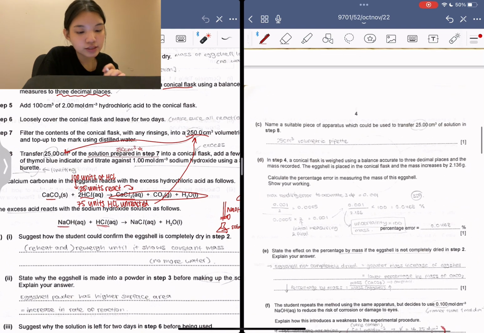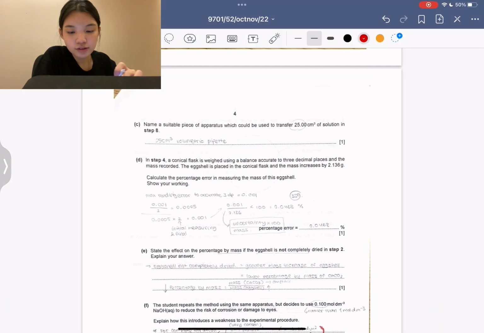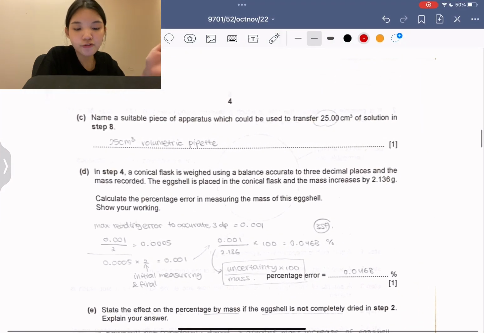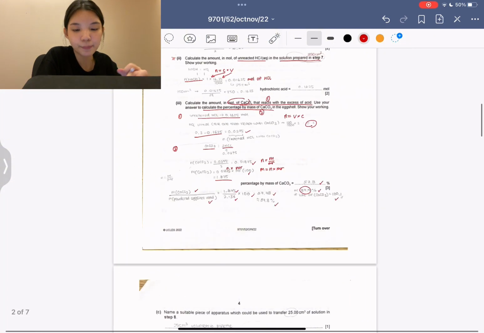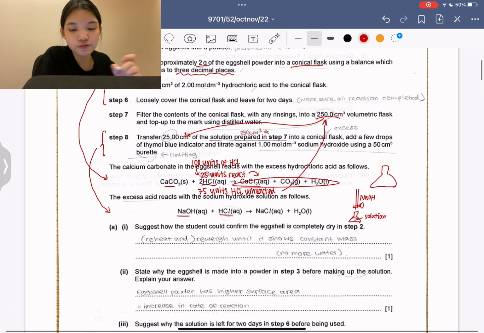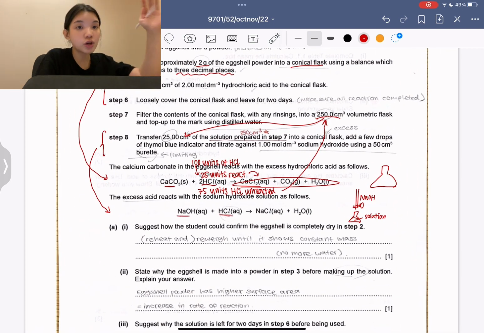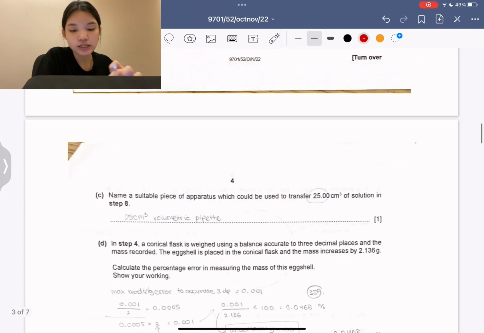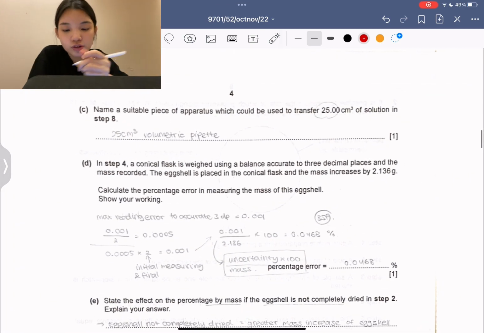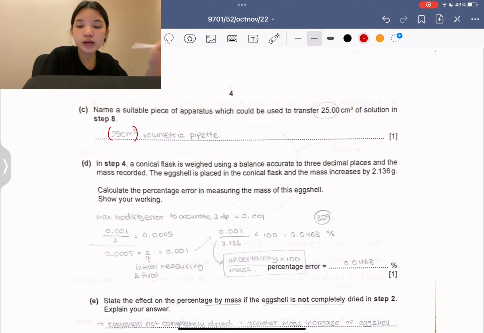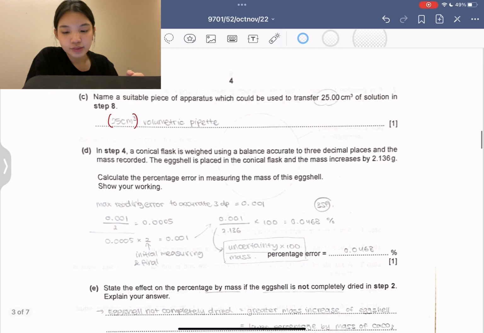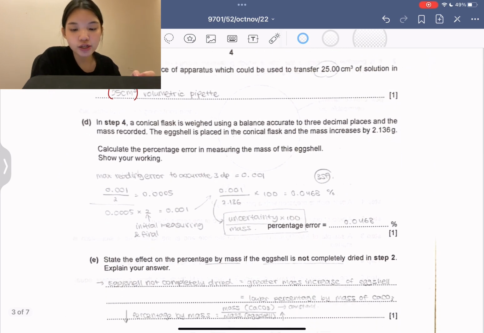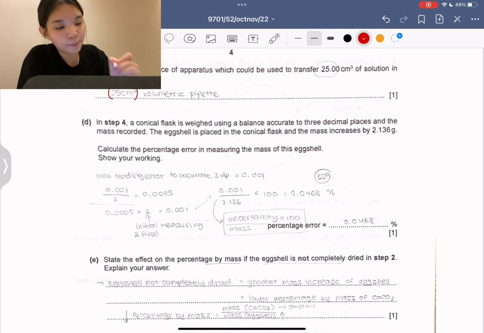So next is C. Name a suitable piece of apparatus which could be used to transfer 25 cm³ of solution in step 8. Step 8 is to transfer the 25 cm³ from the 250 cm³ volumetric flask. In this case, you would use, put this in brackets, a 25 cm³ volumetric pipette so that it could be precise.